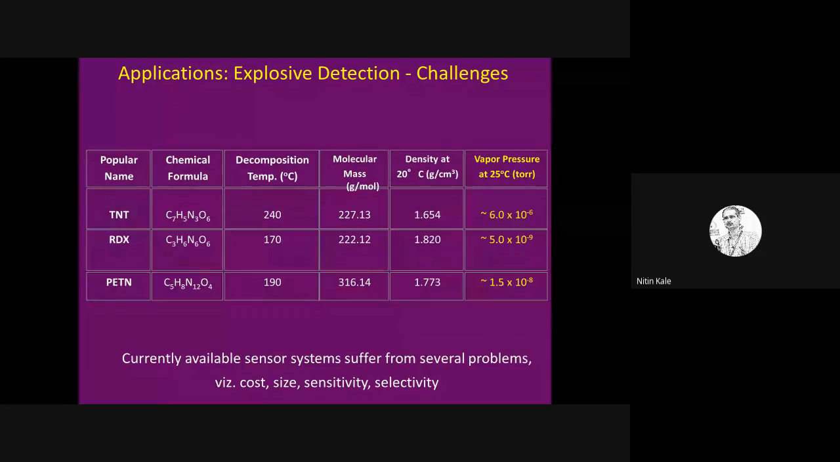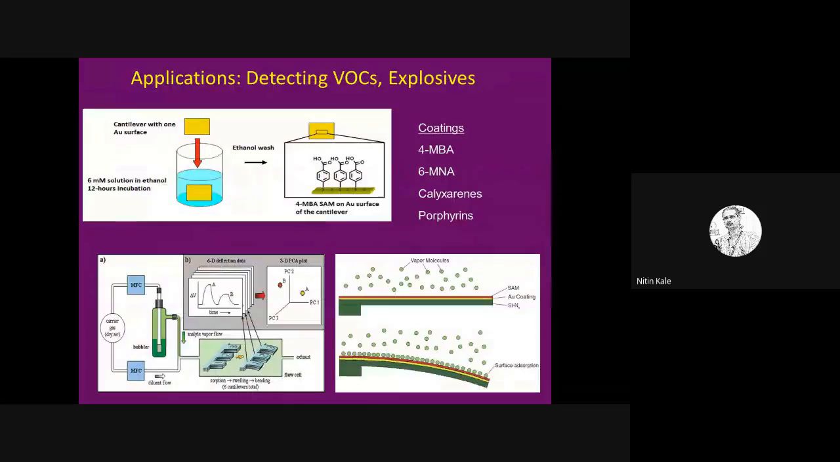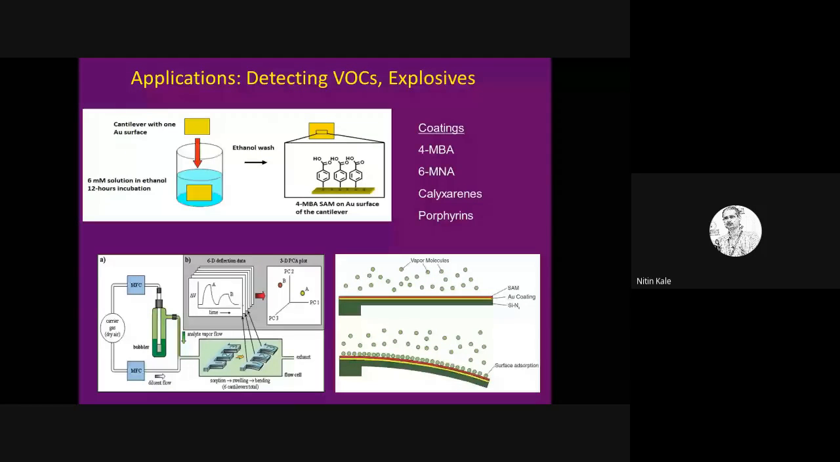And therefore, we thought of making some sort of an electronic nose. The idea is like this: let's say you have a cantilever, and it is coated with a layer which has an affinity for those explosive vapors. Now, in the presence of the explosive vapors, they will bind with the coating and cause a bending. And if you have a piezoresistor, then you can pick up the change in resistance.